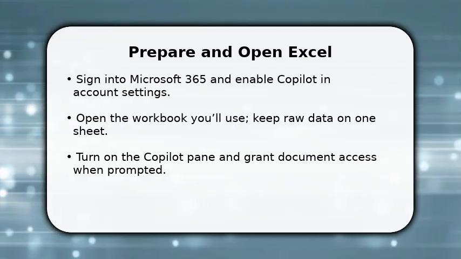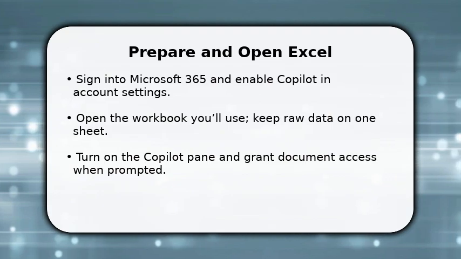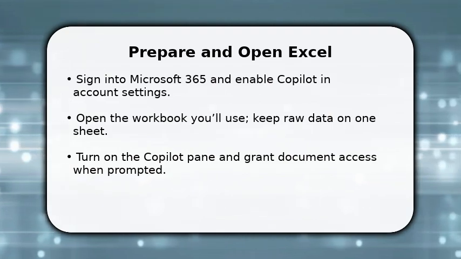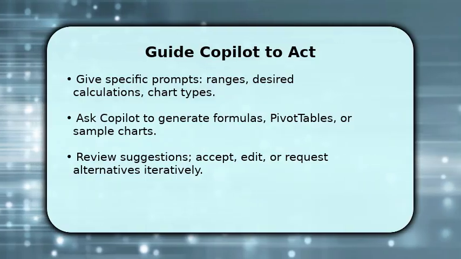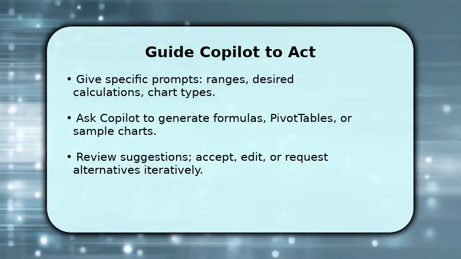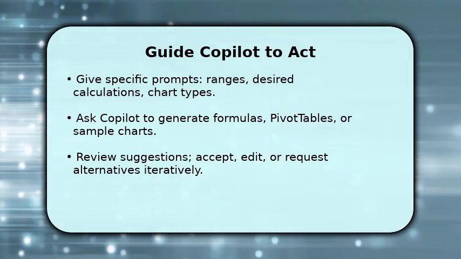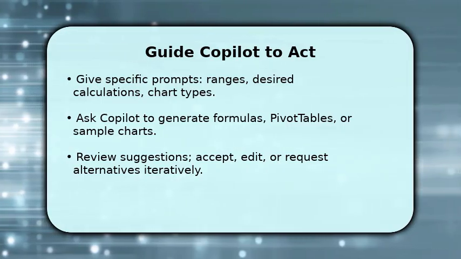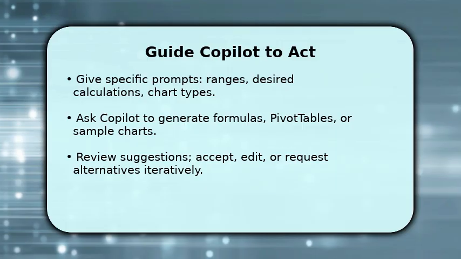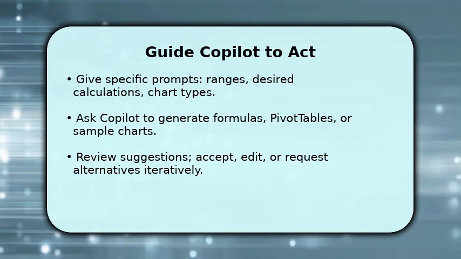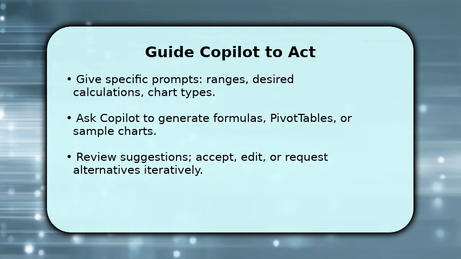Now type a clear first prompt describing the outcome you want. For example, summarize sales by region. Once Copilot can see your data, tell it exactly what to do. Specify ranges, columns, and the calculation type. Ask for a pivot table grouped by region or request a dynamic formula for running totals. Copilot will propose formulas and build preview visuals.